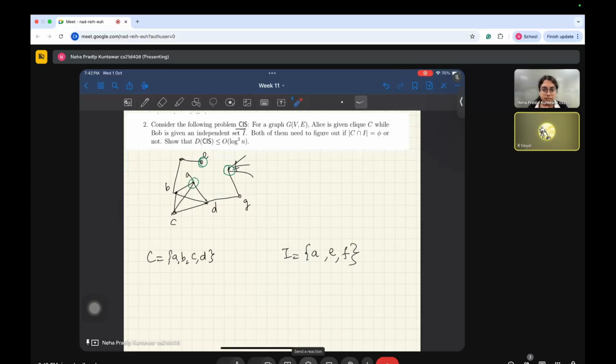But I think, can't we use some divide and conquer kind of a thing wherein Alice sends half of her set to Bob, and then Bob matches with that half?